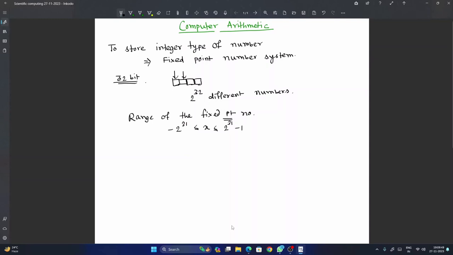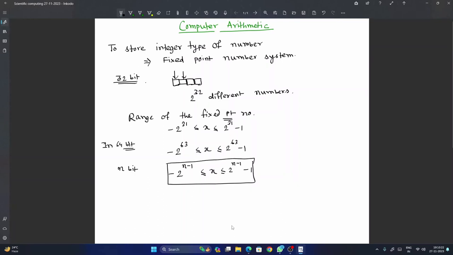If it is a 64-bit machine, then it will be minus 2 to the power 63 less than or equal to x and x less than or equal to 2 to the power 63 minus 1. So that means in any n-bit machine, if you save a fixed point number, you will get minus 2 to the power n minus 1 less than or equal to x and x less than or equal to 2 to the power n minus 1 minus 1. So that is the range of the numbers which you can produce in a 32-bit machine using the fixed point number system.